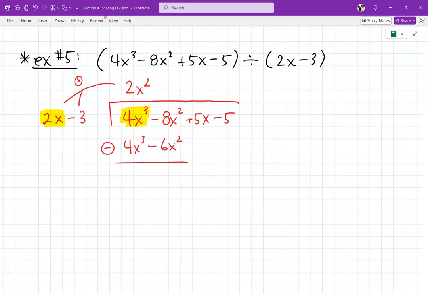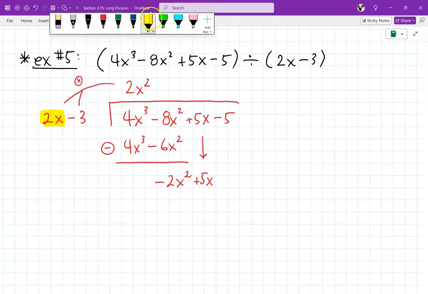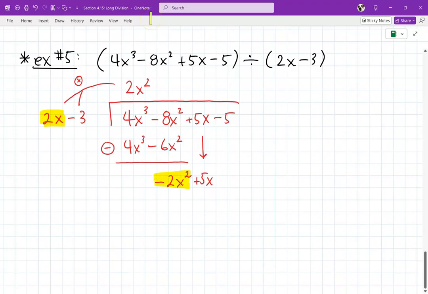Again, they match in the front. That's good. When I subtract them, they cancel. Perfect. Negative 8x squared minus negative 6x squared is a negative 2x squared. And then drop the 5x. Now I'm going to focus on the first terms that I just wrote out, the negative 2x squared and the 2x.